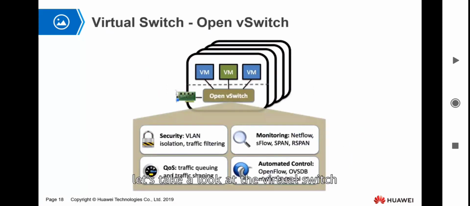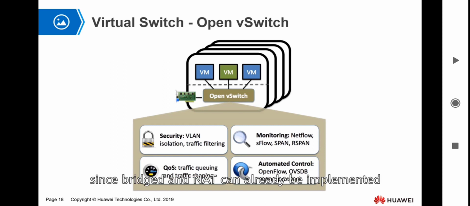Next, let's take a look at the virtual switch. Let's take Open vSwitch as an example to introduce the virtual switch. A virtual switch is actually a more advanced mode of bridge, which can be proved by the four features of Open vSwitch. The first is security, the second is monitoring, the third is QoS, and the fourth is automated control.